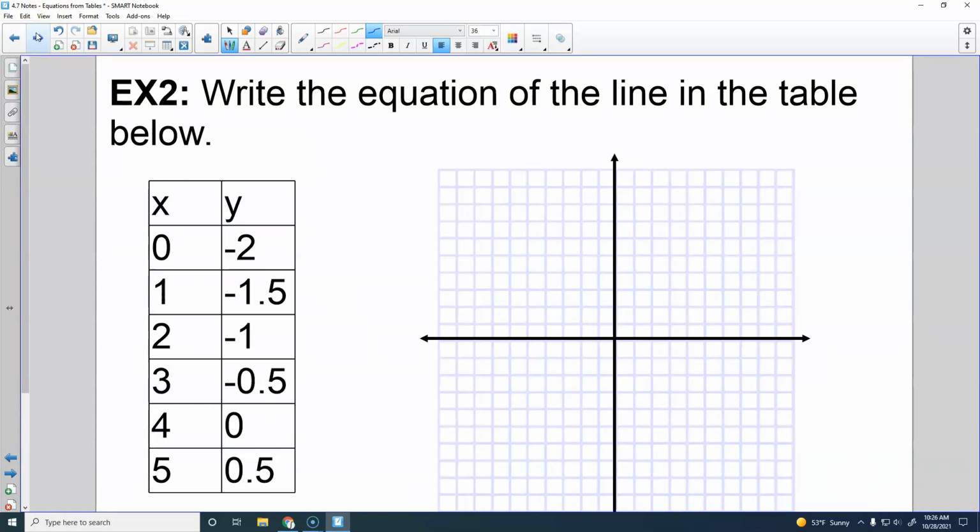All right, try this next one. It'll be halfway between 1 and 2. Okay, so graph these points for me.